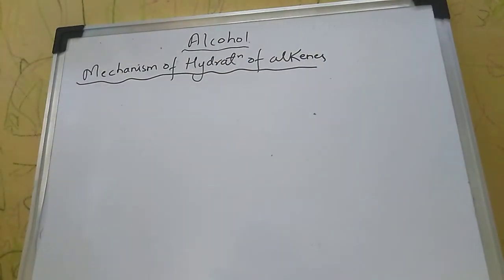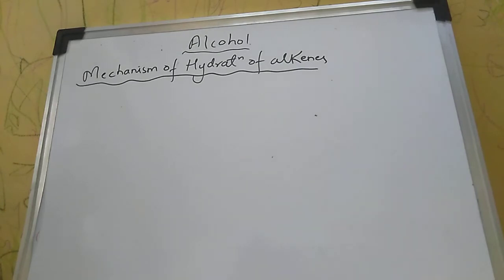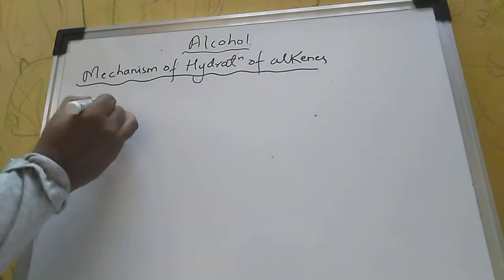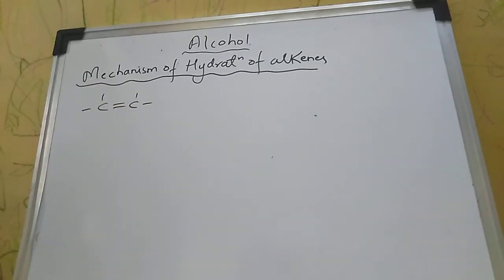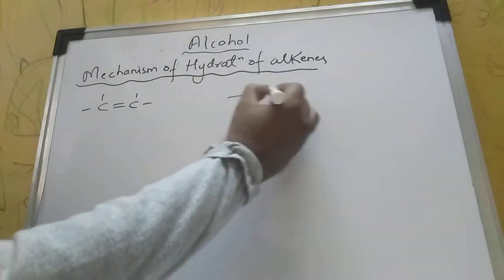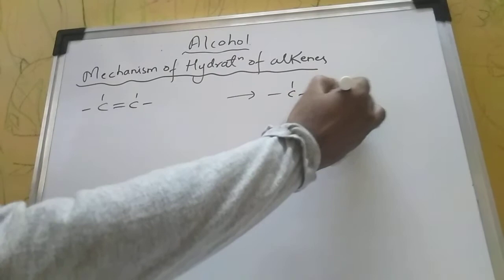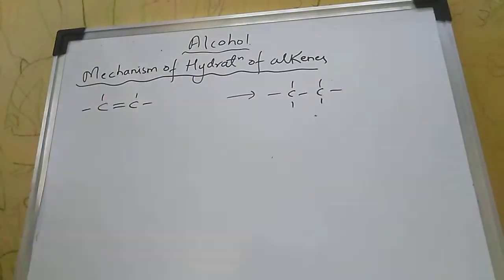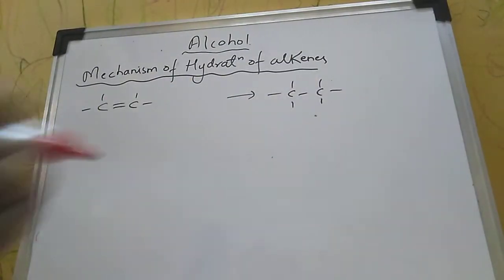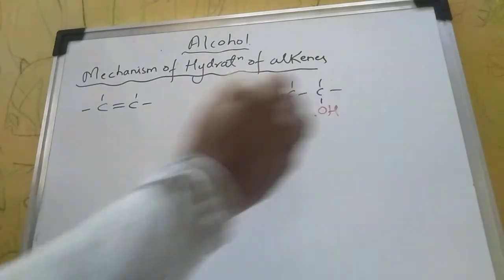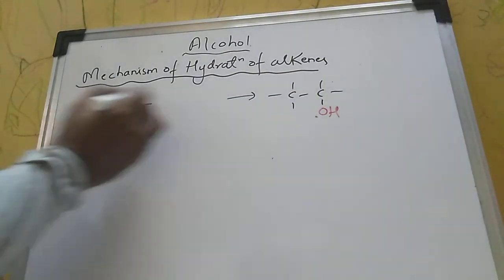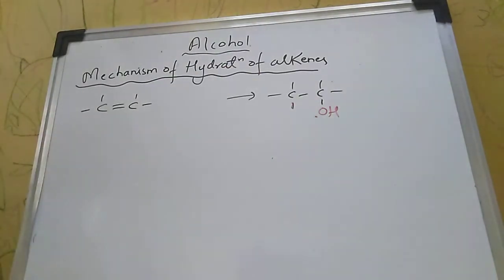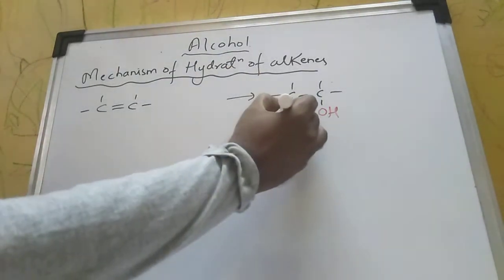Mechanism of hydration of alkenes. Now here the alkenes, C double bonds, these are getting converted into alcohol, OH. One valency is vacant over here, so obviously this gets filled up with H.